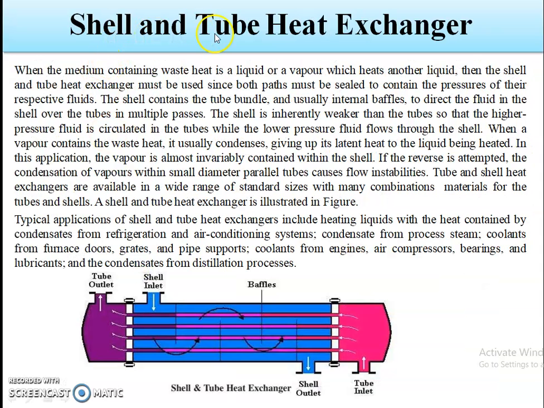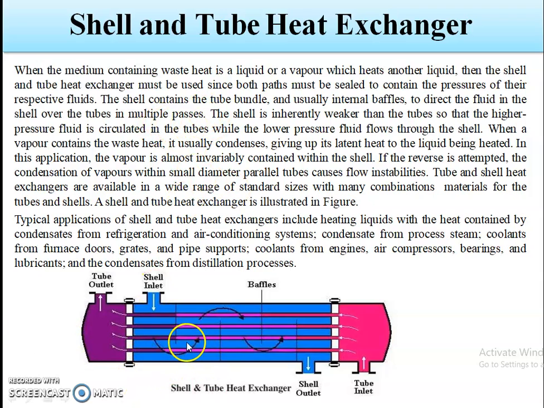In the next slide we have discussed the shell and tube heat exchanger. The shell and tube heat exchanger is generally one of the condenser processes. The main function of the shell and tube heat exchanger is that waste heat in a liquid or vapor heats another liquid. The shell and tube heat exchanger must be used since both paths must be sealed to contain the pressure of the respective fluids. The shell contains the tube bundle, and usually internal baffles are present to direct the fluid in the shell over the tubes in multiple passes.